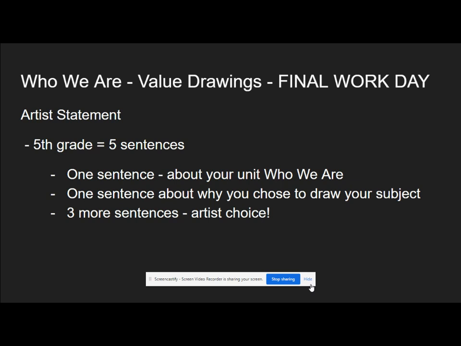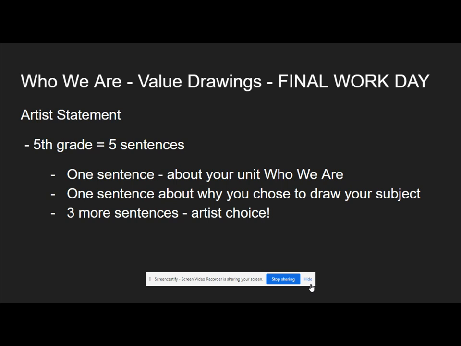The final 3 sentences are the artist choice. So anything that you want to share with me about this project, of course. Ms. Rayborn always says this isn't about your soccer game last weekend or your favorite food, unless that's what you happen to draw, right? So 3 more sentences about this particular unit and learning about value drawing.